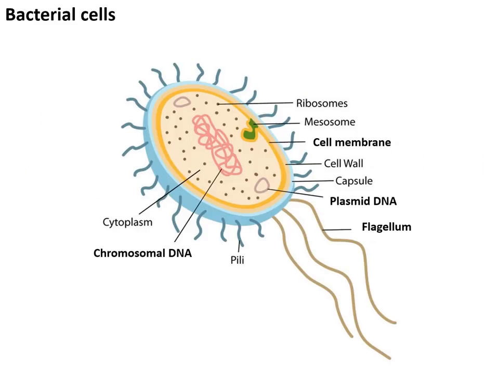Bacterial cells are slightly different to animal and plant cells, but they've got some common features. They still have a cell membrane, cytoplasm, and ribosomes, albeit slightly smaller ones. They also have a cell wall like plant cells, but with a slightly different structure. They may also have a tail called a flagellum, but not all bacteria have one, and it helps them move. The big difference is they don't have a nucleus. Instead, they have DNA in two chunks. They have chromosomal DNA, which contains most of the genes, and small chunks of DNA called plasmids, which get swapped between bacteria to help spread genes from one to another.